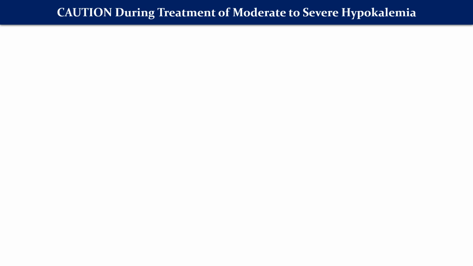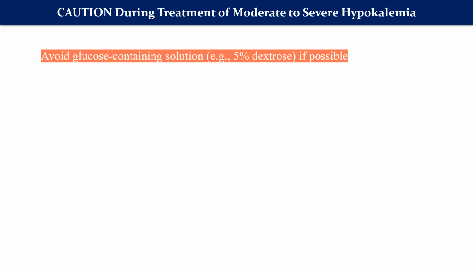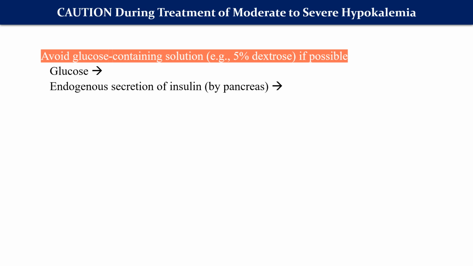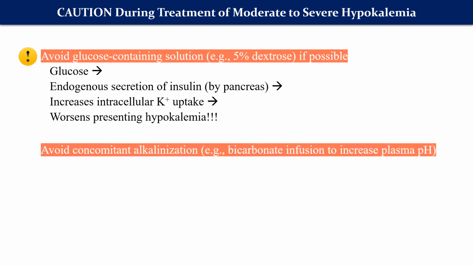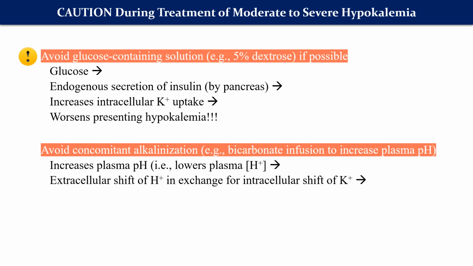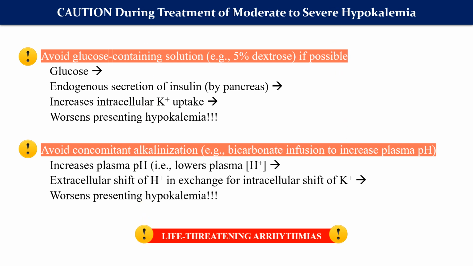A few words of caution during the treatment of moderate to severe hypokalemia. Avoid the use of glucose-containing solution if possible. Glucose administration leads to endogenous insulin secretion by the pancreas. Insulin increases intracellular potassium uptake, thereby worsening the presenting hypokalemia. Avoid concomitant alkalinization because lowering plasma hydrogen level will stimulate intracellular potassium uptake, thereby worsening the presenting hypokalemia. Patients with moderate to severe hypokalemia may not be able to tolerate any further lowering of their plasma potassium. Life-threatening arrhythmias can occur.